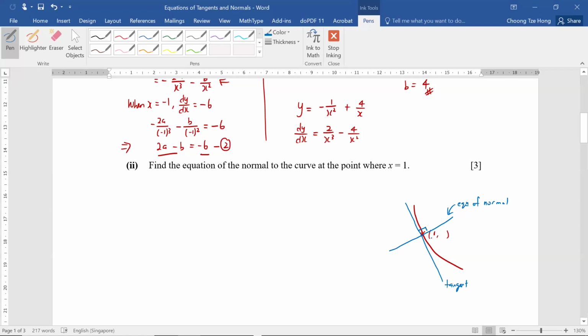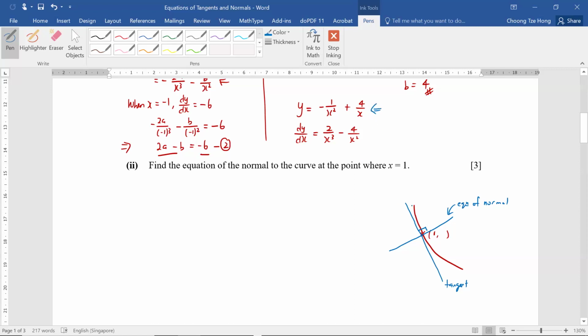In order to find the equation of a line, you need to know two things. Firstly, you need to know the coordinates of one point that the line passes through. Over here, we know that the x coordinate is 1 already, so let's try to find the y coordinate. This is the same curve as in part 1, so to find the y coordinate is very easy. You just sub the x coordinate into the equation of the curve, and you will be able to find the y coordinate. The equation of the curve is over here, right?